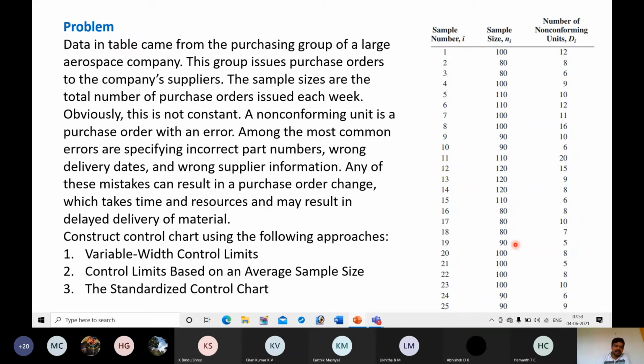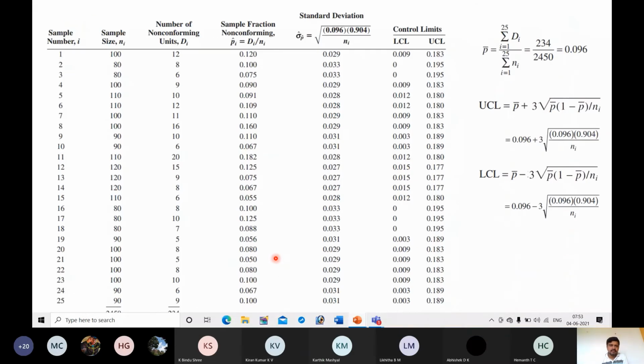Based on this data, we have to construct a control chart using the variable width control limits approach. In this approach, the control limits for each sample are different, so we have to find them out separately. For that, the sample number, sample size, and number of non-conforming units, these three columns, are given. These three are known.